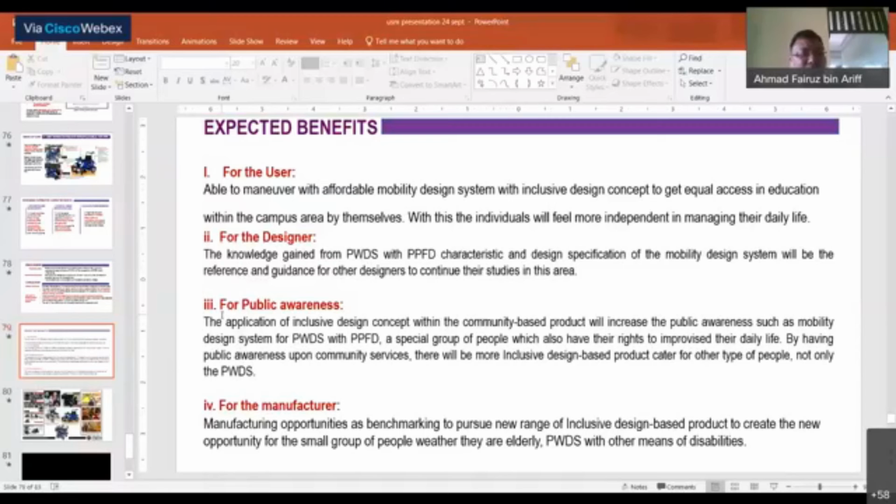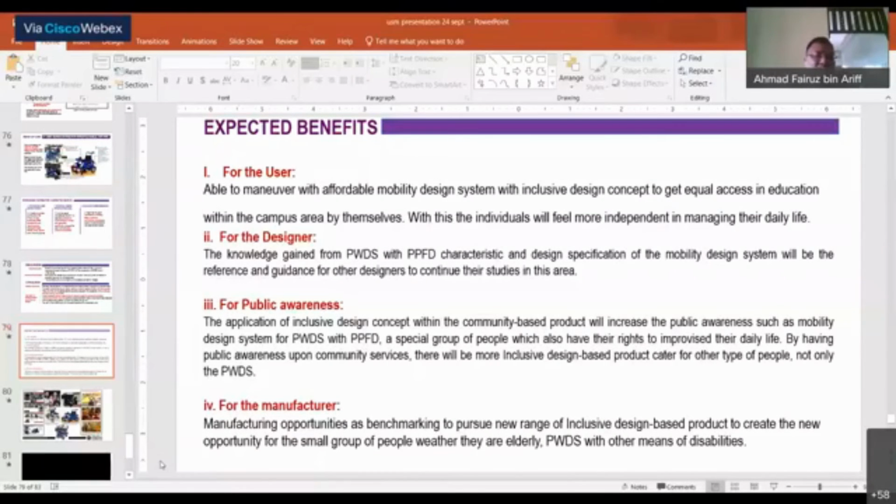By having public awareness upon community service, there will be more inclusive design-based products catering for other types of people, not only PWDs. For the manufacturer, manufacturing opportunities become a benchmark to pursue a new range of inclusive design-based products, to create new opportunities for small groups of people, whether they are elderly, PWDs, or other means of disabilities.